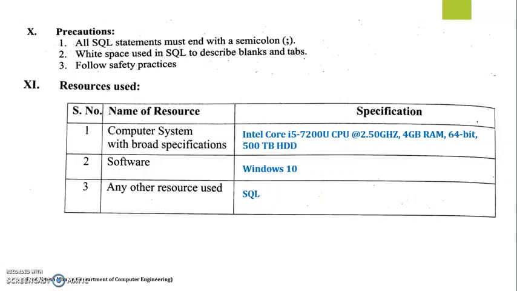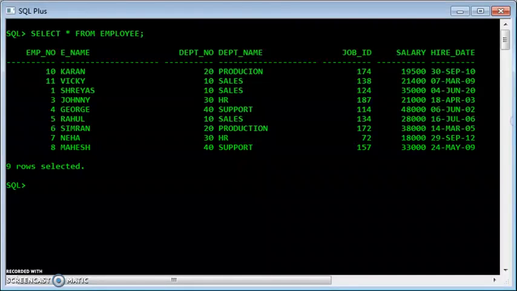Precautions: all SQL statements must end with a semicolon. White space is used in SQL to describe the blanks and tabs, and follow safety practices. These are the system configuration that we have used for this particular experiment.